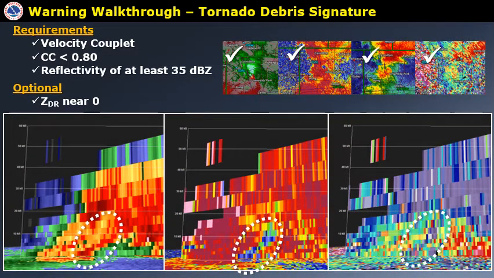So we have all the requirements, as we can see in the top image, for tornado debris signature. We have a velocity couplet, CC less than 0.8, and reflectivity of at least 35 dBz. We even have the optional near zero differential reflectivity. If we take a cross-section, we can see the updraft tower in the reflectivity field, as well as the transportation of the debris associated with depressed correlation coefficient values and near zero ZDR values.